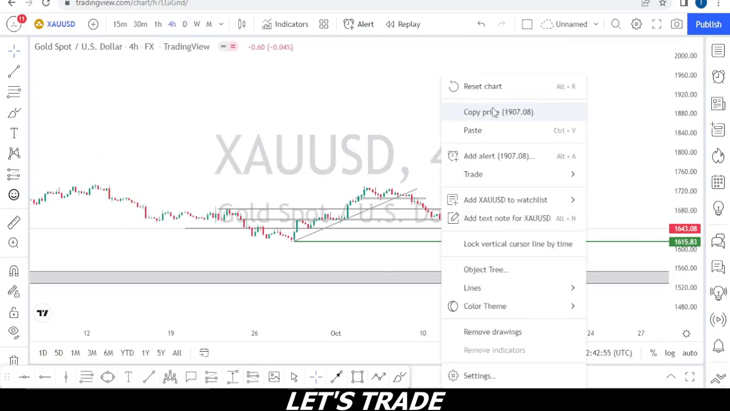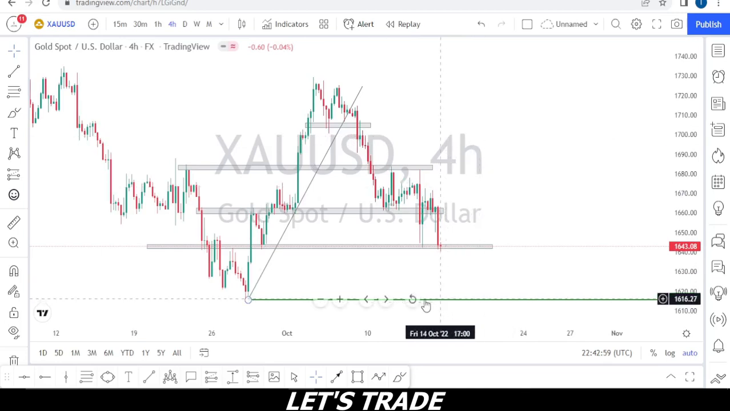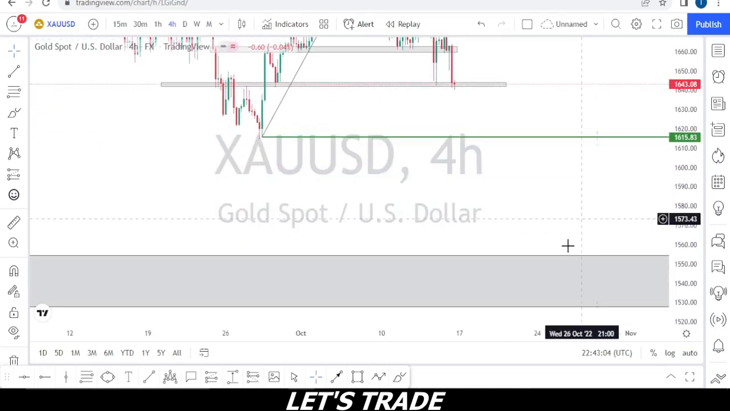Let me skip the daily time frame and just go straight to the 4-hour time frame. Now on the 4-hour time frame, I expect price to break below here and keep what? Pushing all the way to the downside to at least $1,554 per ounce on the gold bed.